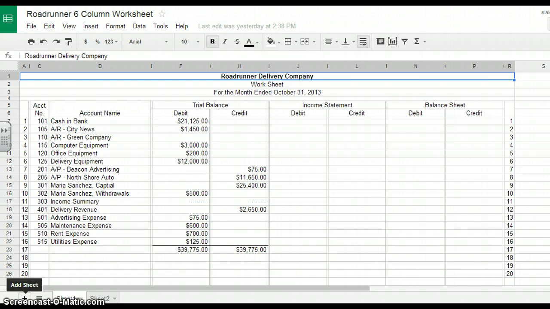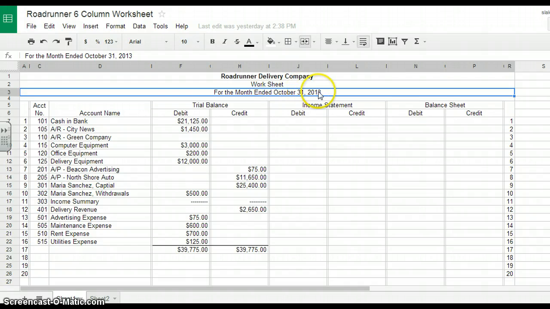So you'll notice that the trial balance has been added into this worksheet already. But what I first want to point out to you are the 5 sections of this 6-column worksheet. First, we have the 3 rows up top. This is called our 3-row heading. It includes the name of our company, what we're looking at, which is our worksheet, and the accounting period that we're looking at. For example, this accounting period is for the month ending October 31st, 2013. So this is part 1, section 1 of our 6-column worksheet.